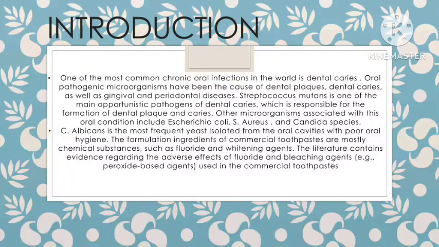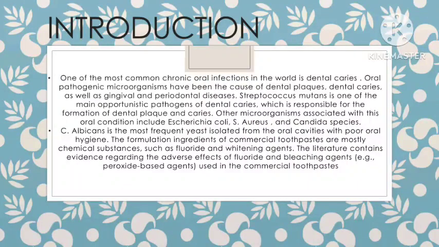As we know, one of the most common chronic oral infections in the world is dental caries. Oral pathogenic microorganisms have been the cause of dental plaques, dental caries as well as gingival and periodontal disease. Streptococcus mutans is one of the main opportunistic pathogens of dental caries, which is responsible for the formation of dental plaques and cavities. Other microorganisms associated with this oral condition include Escherichia coli, Oriceus, and Candida species. Albicans is most frequently isolated from oral cavities with poor oral hygiene.